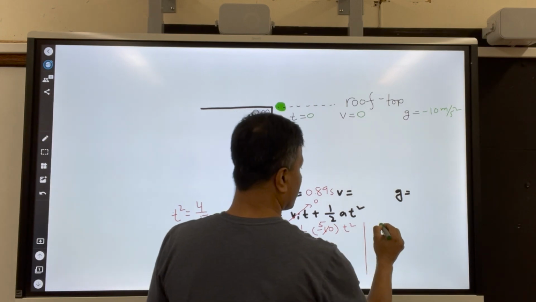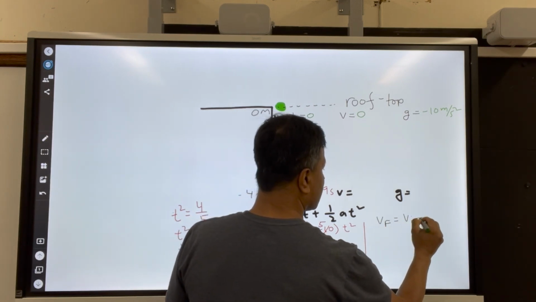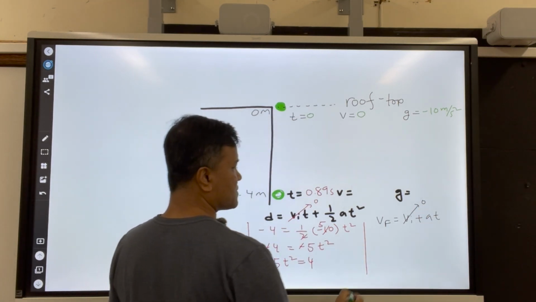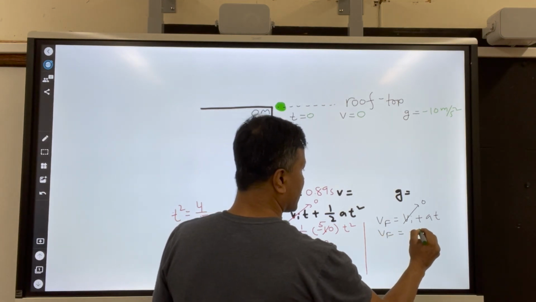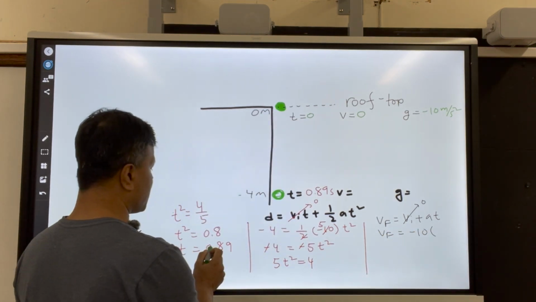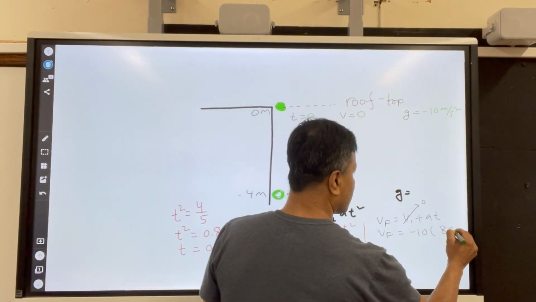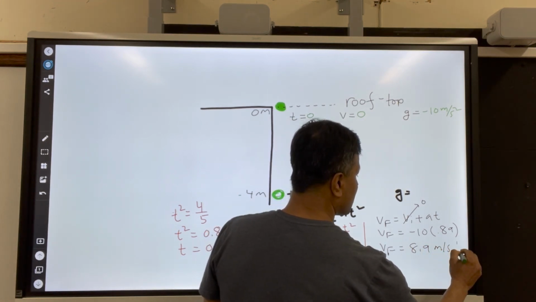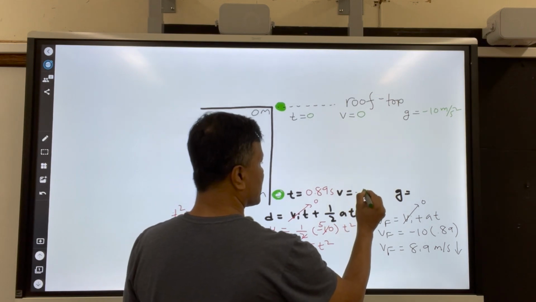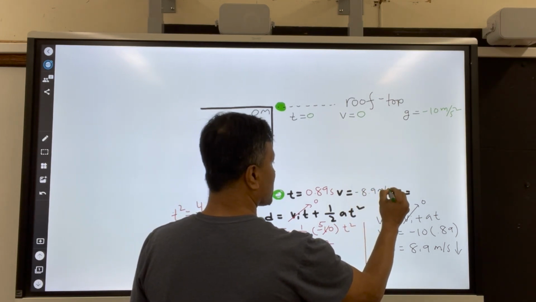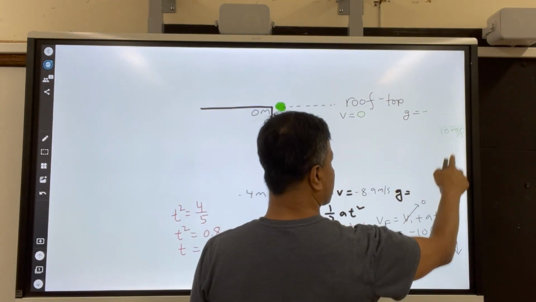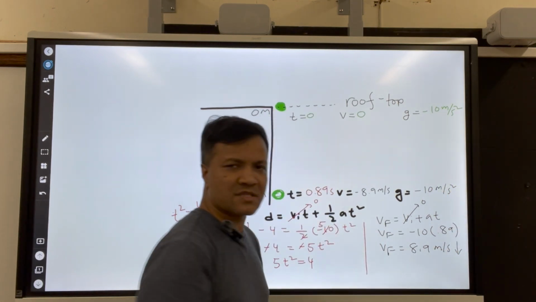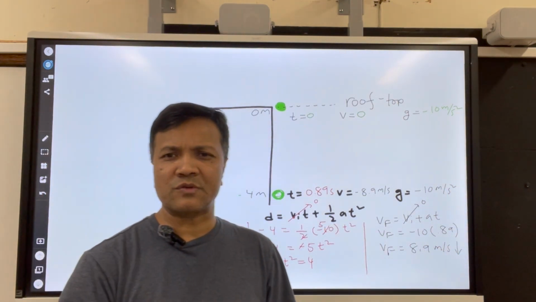You remember we're using vf = vi + at, right? When you drop an object, of course, the initial velocity is 0. The acceleration over here would be negative 10, and you just put the time. The time is 0.89. All right, so the final velocity would be 8.9 meters per second down. Okay, so velocity is negative 8.9 meters per second. Good. Acceleration due to gravity is exactly the same as over here, so you're just going to write negative 10 meters per second squared. I already explained acceleration due to gravity. Hopefully I don't have to explain it anymore.